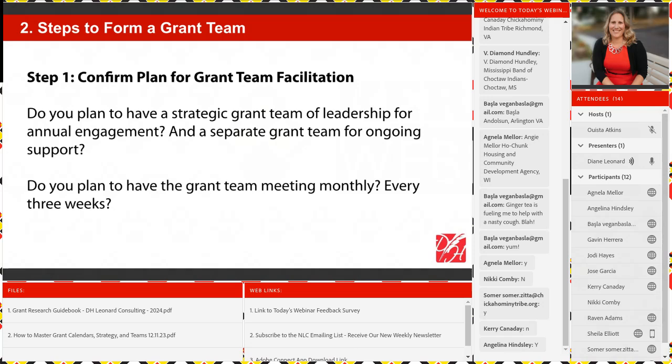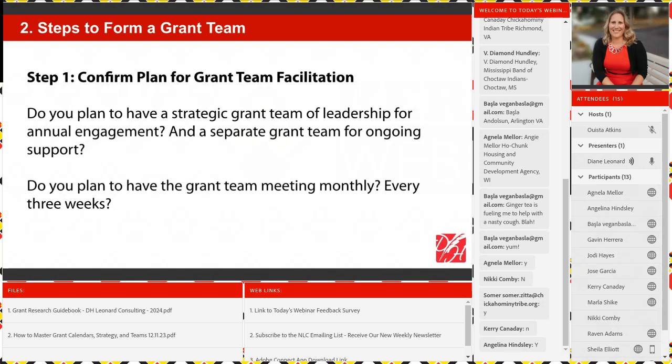But what do we want that to look like? We're working on an initial hypothesis here. Do we think that we want to meet monthly? Do we think that we want to have a group that sets the strategy for the year and kind of our priorities for the year? And then maybe we have a different team, maybe a little bit of overlap, that deals with the actual application work and checking in on that.